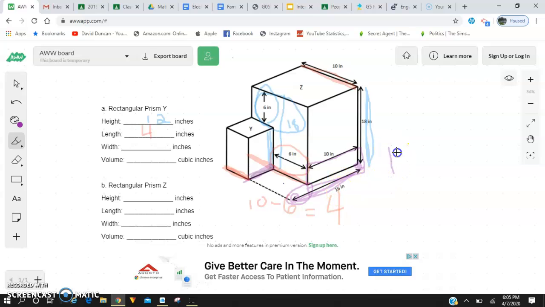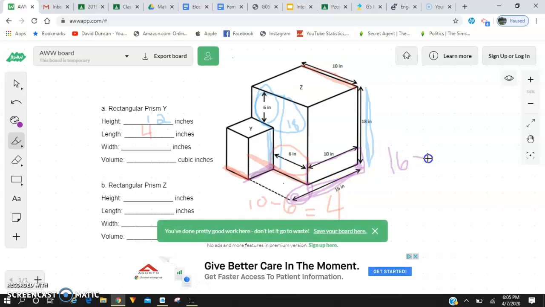So I'm going to take 16 and I'm going to subtract 10 inches away from it because they share, they're overall together, they're 16, but we know that the width of just Z is 10. 16 minus 10 is going to give me 6. So I have a width of 6 inches.